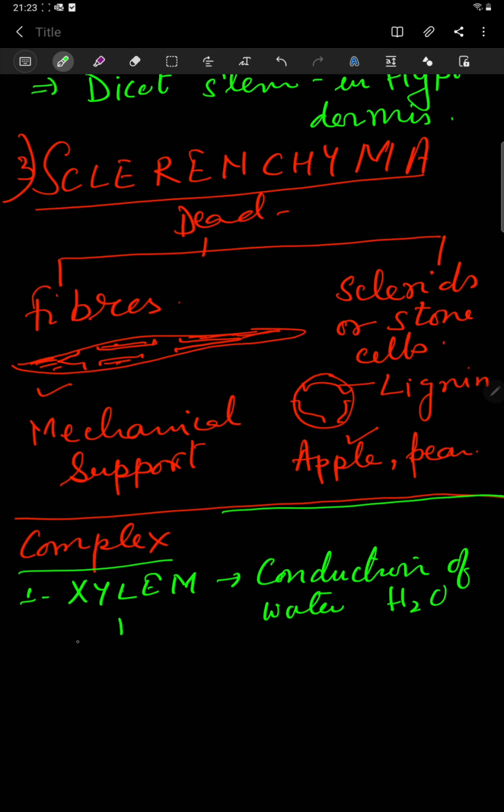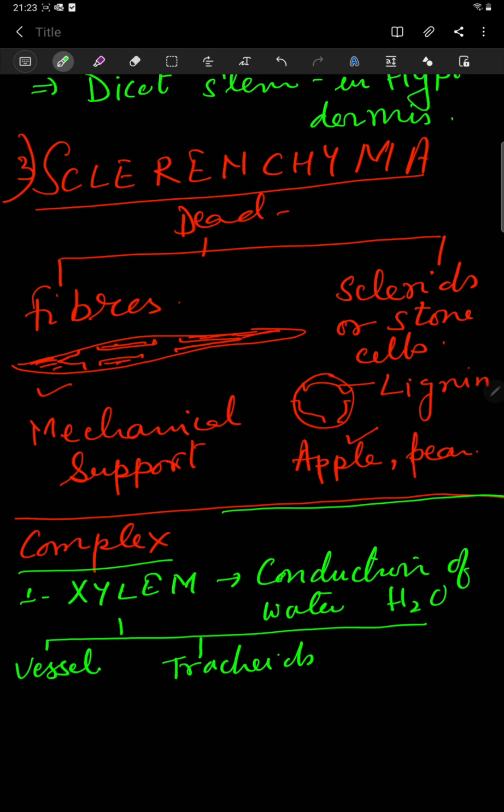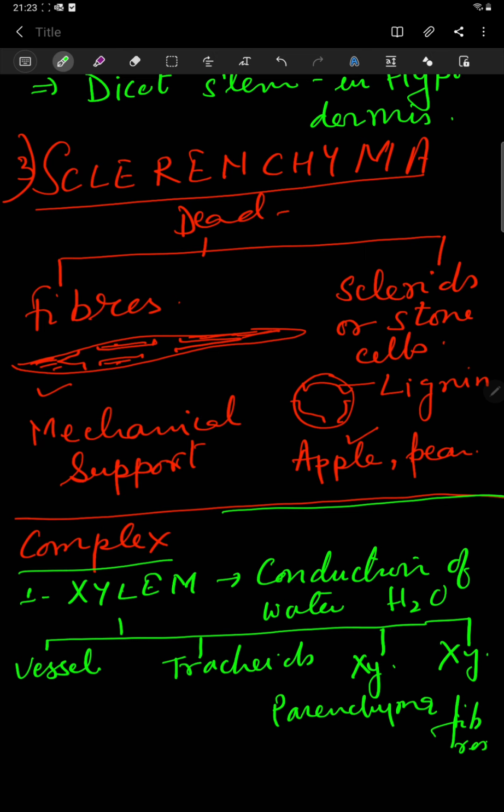This xylem is made up of 4 kinds of cells. Number 1, vessel. Number 2, tracheids. Number 3, xylem parenchyma. I am writing xylem in short, and the parenchyma is here. And the fourth, of course, xylem fibers. The fibers will be exactly similar to this fiber. Of the rest of the tissues, vessel is an example of sclerenchyma, and tracheids is an example of sclerenchyma.